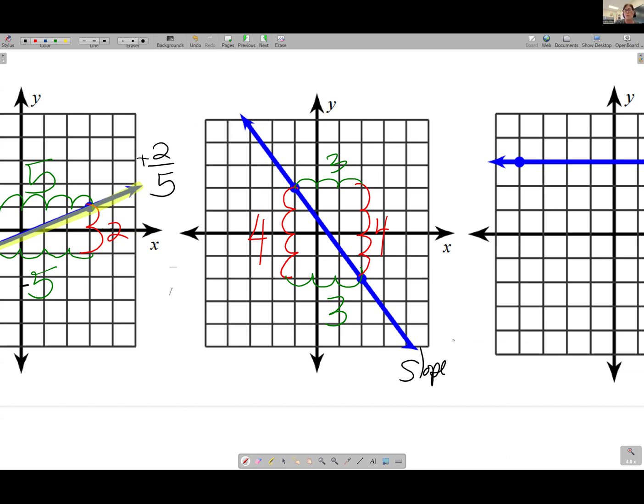Slope is 4/3. However, I go down from left to right, so that is a negative slope. I am going downward from left to right. Positive slope, upward left to right, downward left to right.